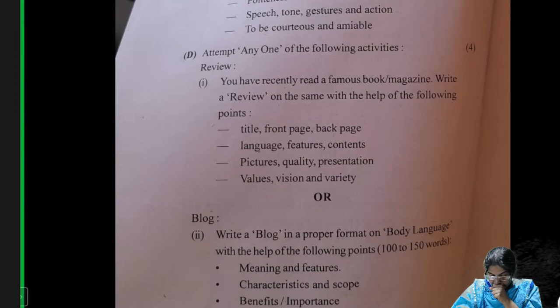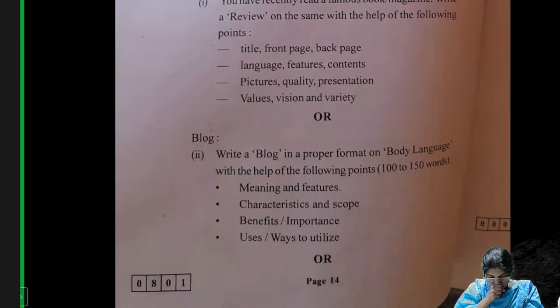All right. Then comes a blog. Blog writing. What is blog writing? Here they've asked you to write a blog in a proper format on body language, with the help of the following points, in about 100 to 150 words. You have to give the meaning, feature, characteristic, scope, benefits, importance, use, and ways to utilize. So that is the expectation.